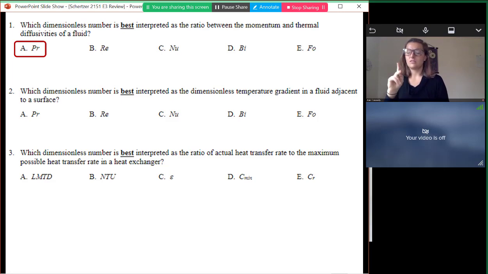The second question: which dimensionless number is best interpreted as the dimensionless temperature gradient in a fluid adjacent to the surface?